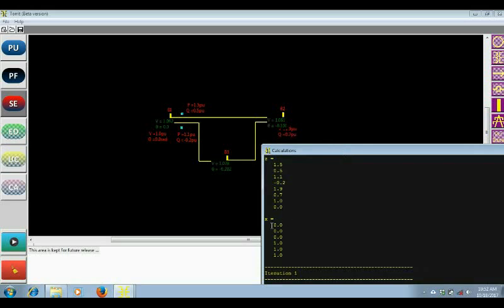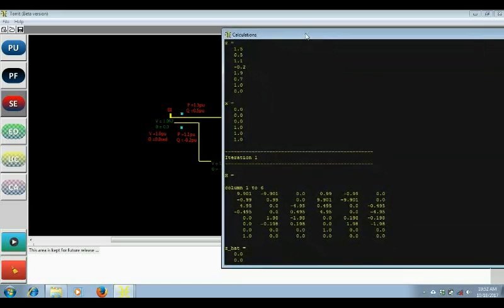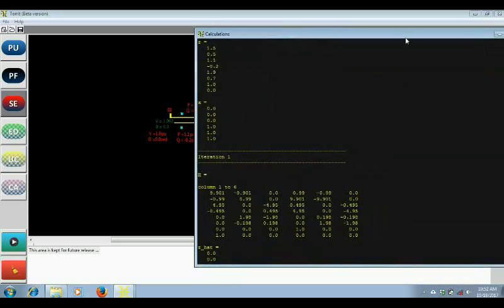And then we have to initialize our estimation, that is 0 for all. We are starting from the flat start, 0 for all angles and 1 for all magnitudes. Now let's start the first iteration.